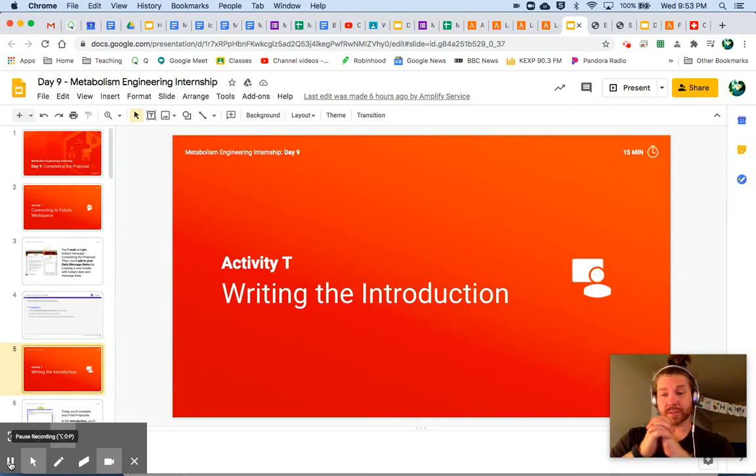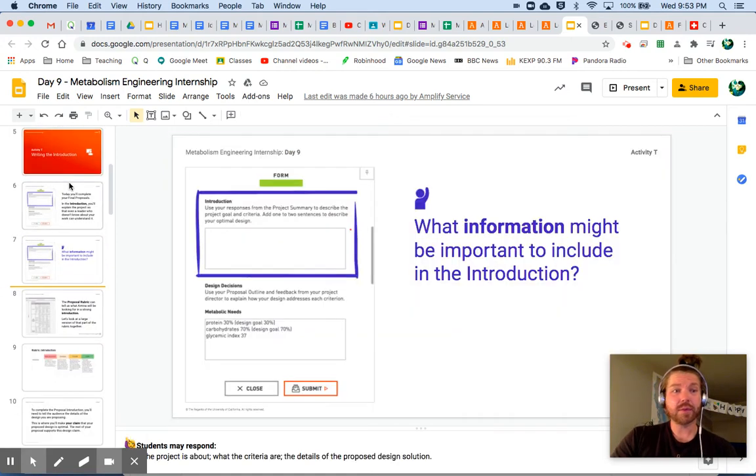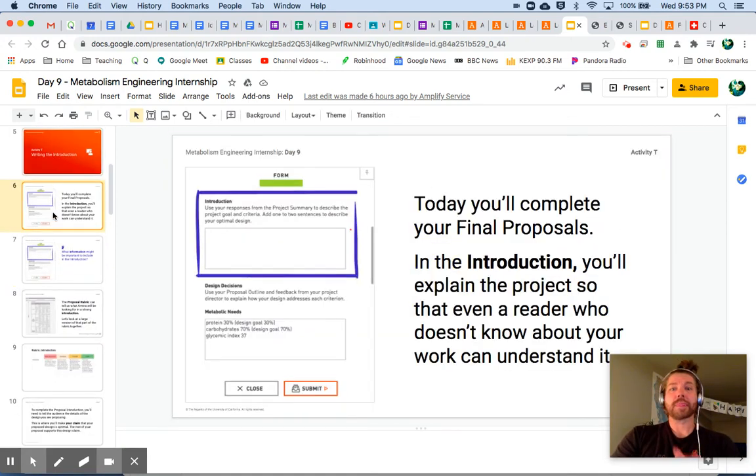All right, we are going to start with the introduction today. This is one of the last pieces that we actually need to complete for our proposal. So in the introduction, you'll explain the project so that even a reader who doesn't know about your work can understand it. So we need to explain the project. Now, we did something similar to this when we did our project summary, and we're going to come back to that in just a moment.